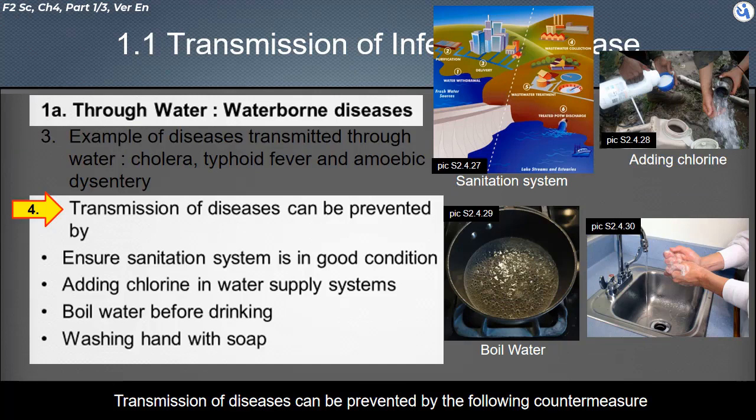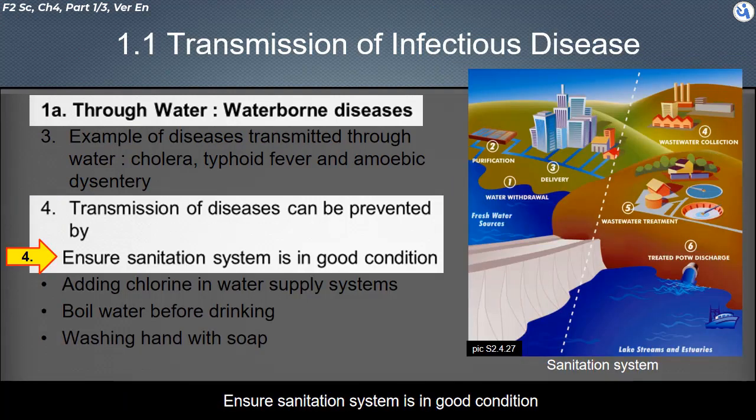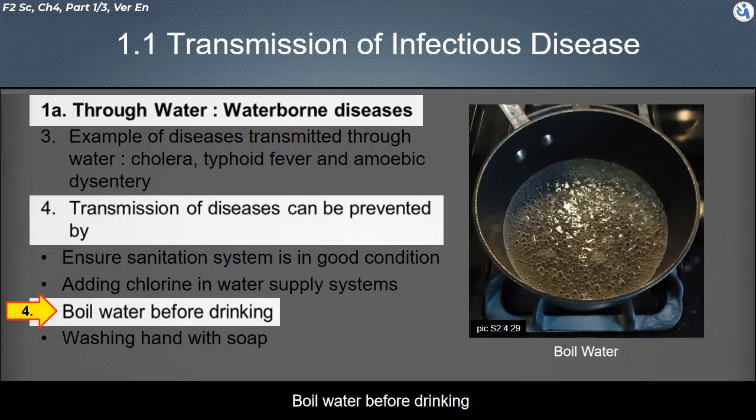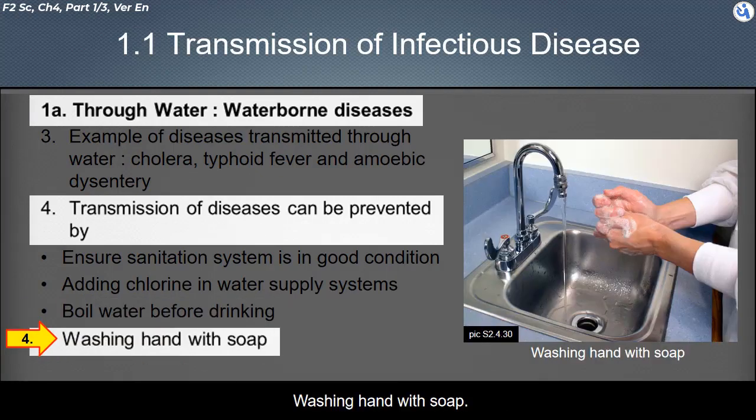Transmission of diseases can be prevented by the following countermeasures. Ensure the sanitation system is in good condition. Add chlorine in water supply systems. Boil water before drinking. Wash hands with soap.